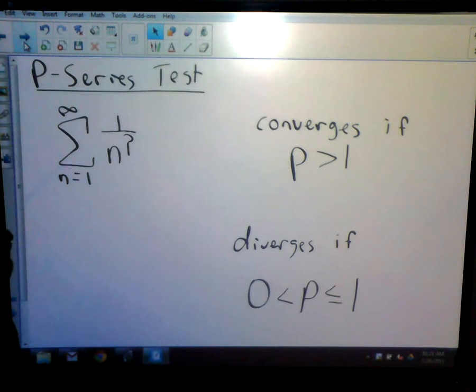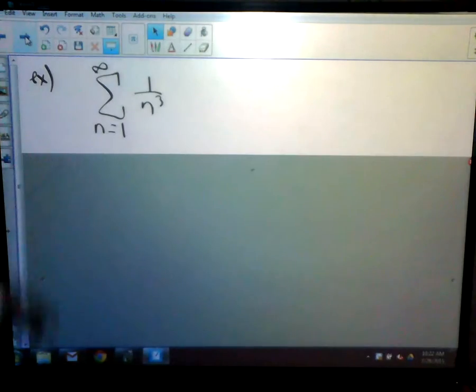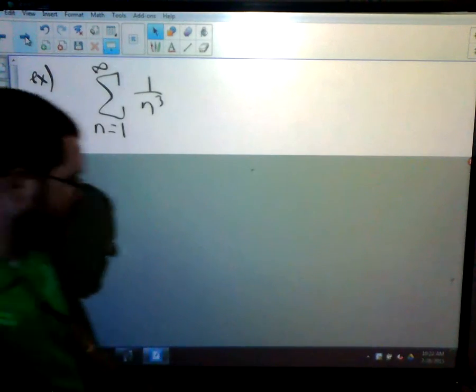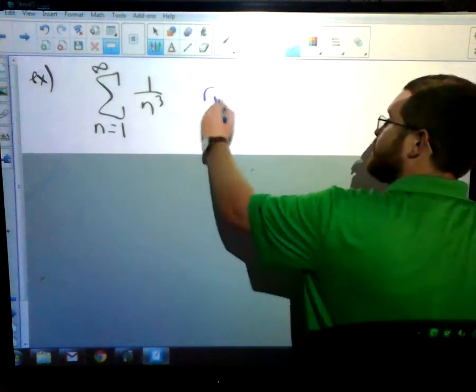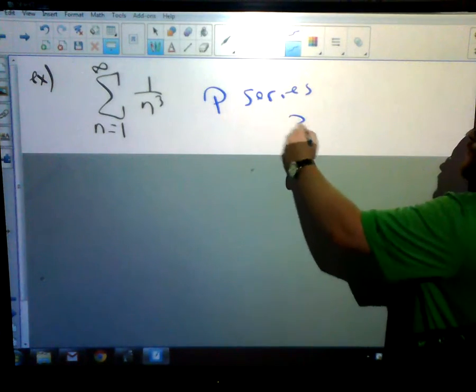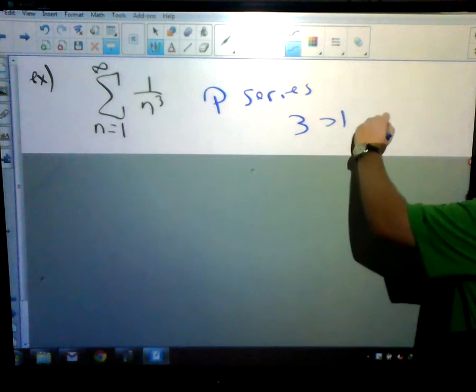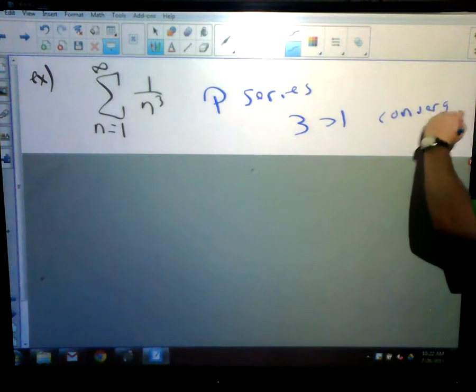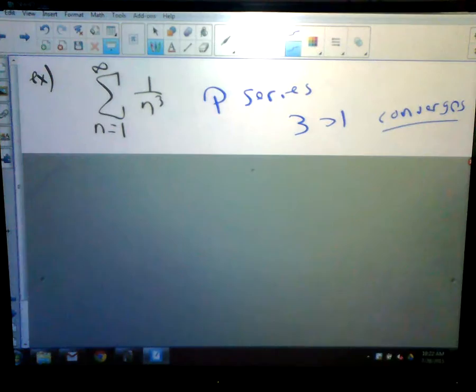A p-series converges if the power is greater than 1, but it diverges if the power is less than or equal to 1. So, what's that mean? This is a p-series. What's the power? The power is 3. 3 is greater than 1. It converges. That's all you have to say.